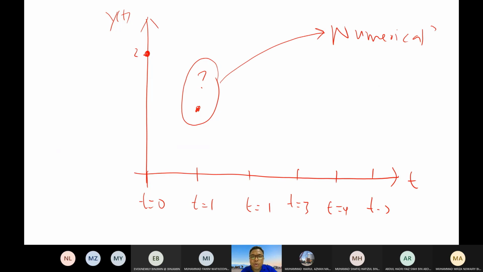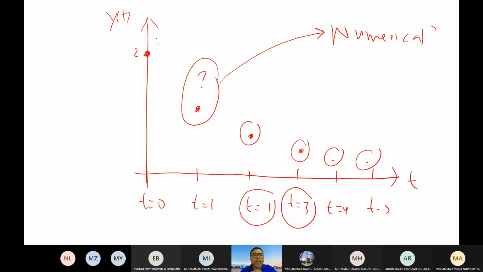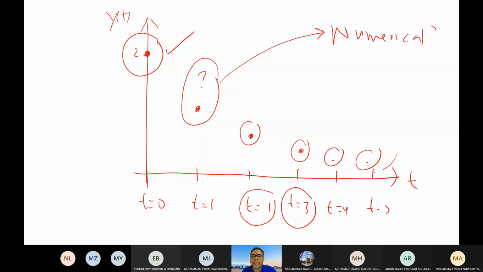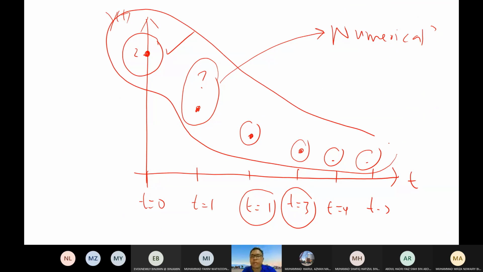So similarly, when t is equal to 2, what is my value of y here? The next also, when t is equal to 3, what is my y here? And so on. So I want to know all of these values, and the starting value has been given by this initial condition. So if you know the exact solution, we can plot this exact solution and compare with this numerical solution.